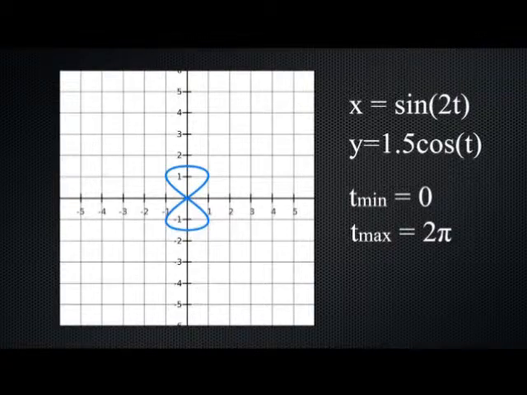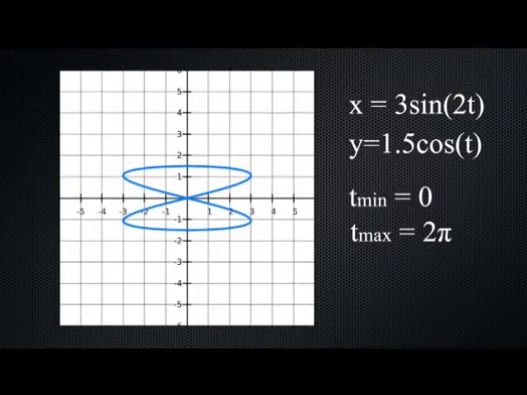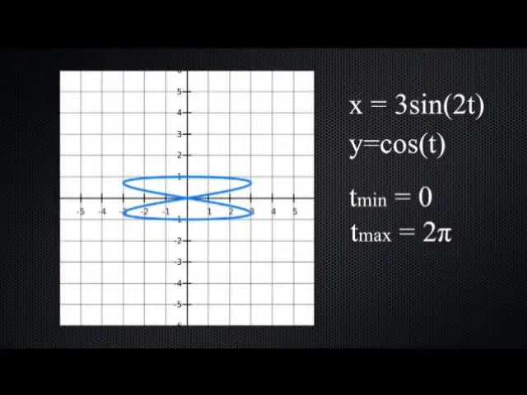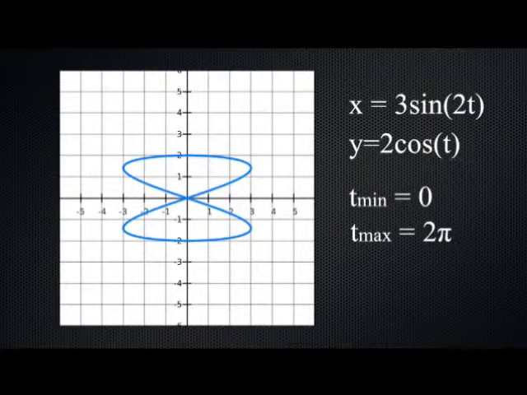The original y equation has a 1.5 in front, and so the graph range goes from -1.5 to 1.5. If this changes to 1, then the graph is vertically compressed, and so the range goes from -1 to 1. If this changes to 2, then the graph is vertically stretched, and so the graph range goes from -2 to 2.